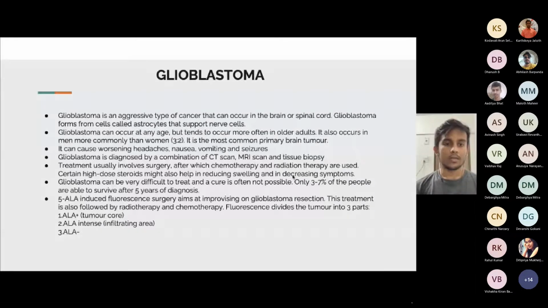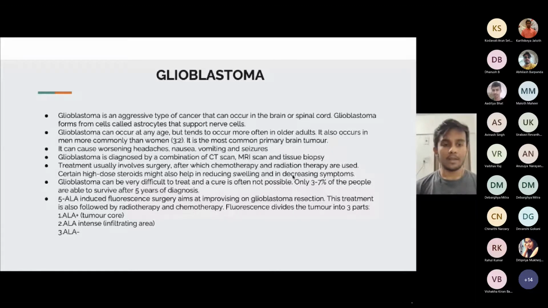As far as the diagnosis is concerned, glioblastoma is diagnosed by a combination of CT scan, MRI scan, and tissue biopsy. Treatment of glioblastoma usually involves surgery, after which chemotherapy and radiation therapy are used. There are certain high dose steroids which can to some extent help in reducing swelling and in decreasing the symptoms. Unfortunately, glioblastoma is very difficult to treat and often cure is not possible. Only 3 to 7% of people manage to survive after 5 years of diagnosis.